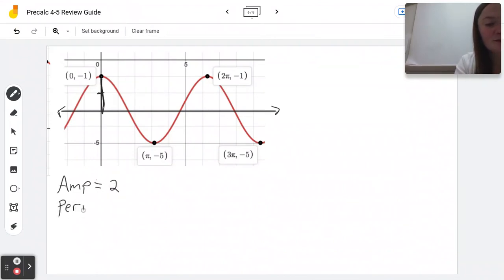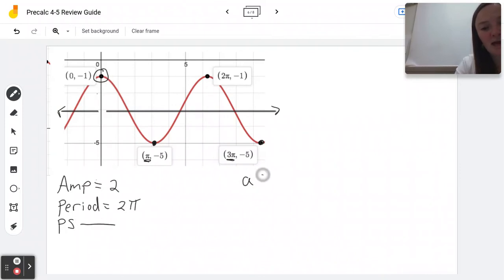From there, let's establish the period. The period is the distance from a max to a max or min to a min. We went from pi to 3 pi, so that distance must be 2 pi. Okay, so let's keep that going. Phase shift. Well, let's assume the most convenient thing. I mean, this would be nice if it was just cosine. Cosine starts at a max, so let's say there is no phase shift.